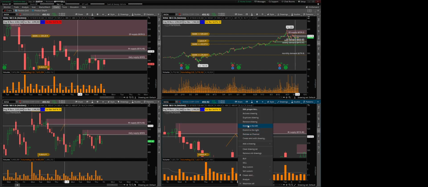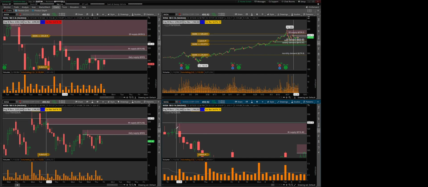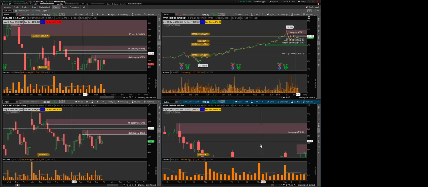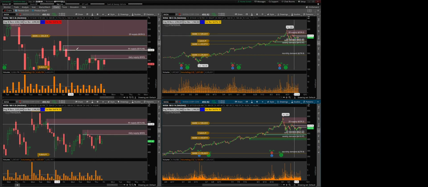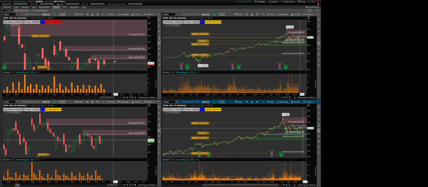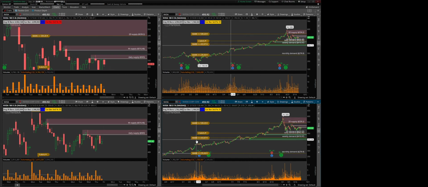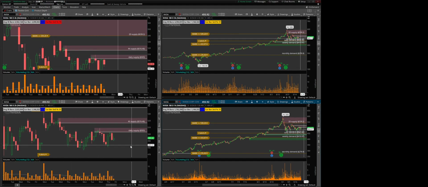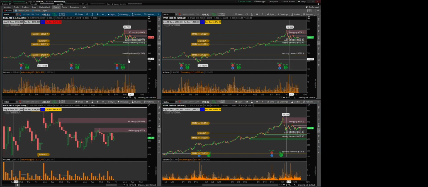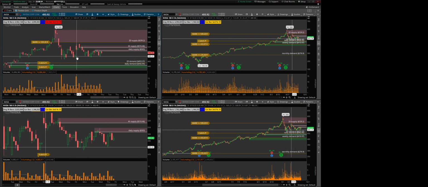Just let me know afterwards if that's kind of confusing, and I'll try to find more examples so I can show you guys. But for right now, I'm just going to leave it as is, 4 hour supply, because the higher the time frame zone, the more likely the stock is to respect it. So let's stick to the 4 hour. That's pretty much it on the 4 hour.